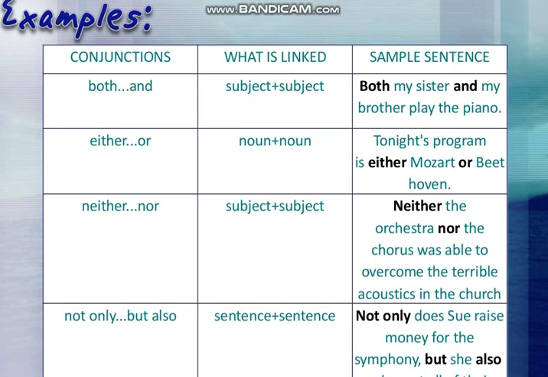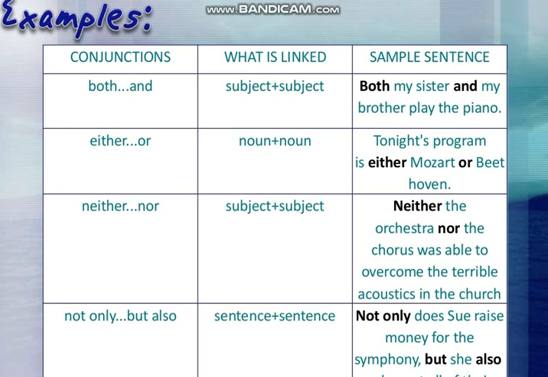Neither nor, here they are joining two subjects together. Neither the orchestra nor the chorus was able to overcome the terrible acoustics in the church. So here the words neither and nor are used as conjunctions, and they are correlative conjunctions because they are appearing in pairs.